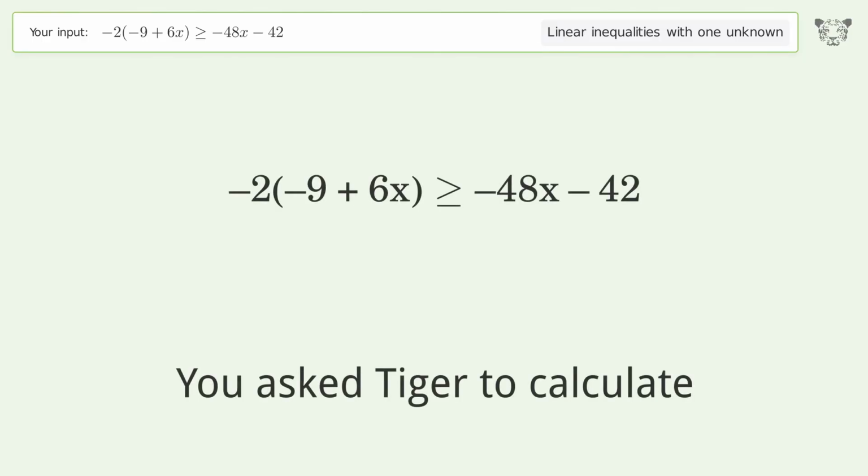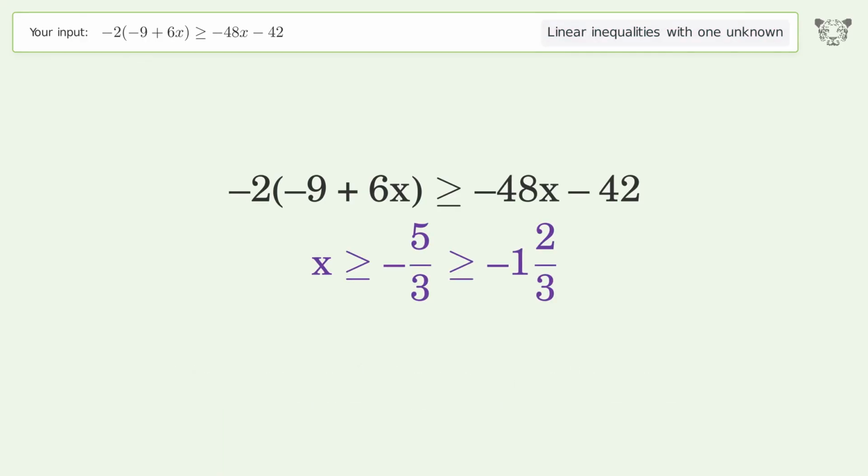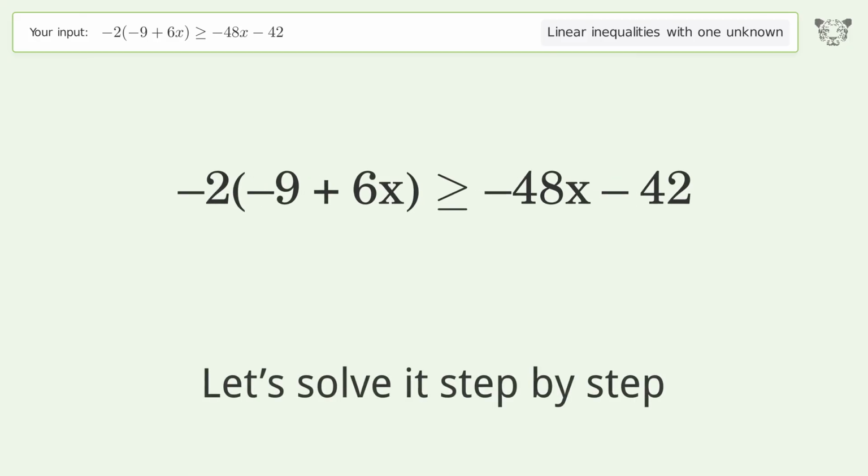You ask Tiger to calculate. This deals with linear inequalities with one unknown. The final result is x equal or greater than -5/3 equal or greater than -12/3. Let's solve it step by step.